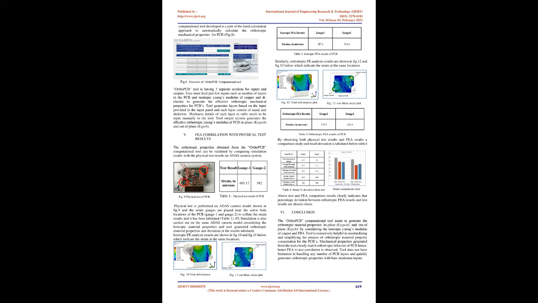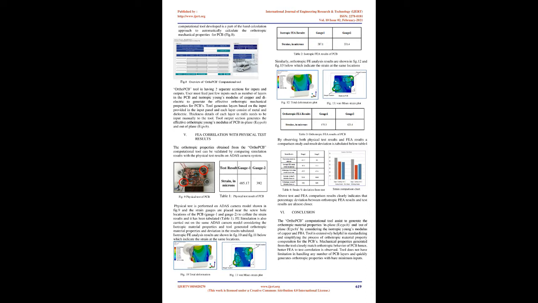PCB exhibits orthotropic behavior, and since it has two or more different types of materials, FR4 and copper, it is called a hybrid composite, and more specifically, an interply hybrid composite. Material properties of PCB depend on the properties of the composite laminate and copper.